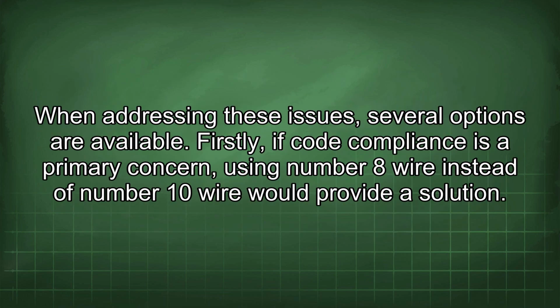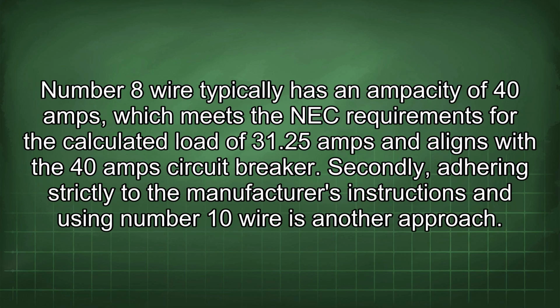When addressing these issues, several options are available. Firstly, if code compliance is a primary concern, using number 8 wire instead of number 10 wire would provide a solution. Number 8 wire typically has an ampacity of 40 amps, which meets the NEC requirements for the calculated load of 31.25 amps and aligns with the 40 amp circuit breaker.